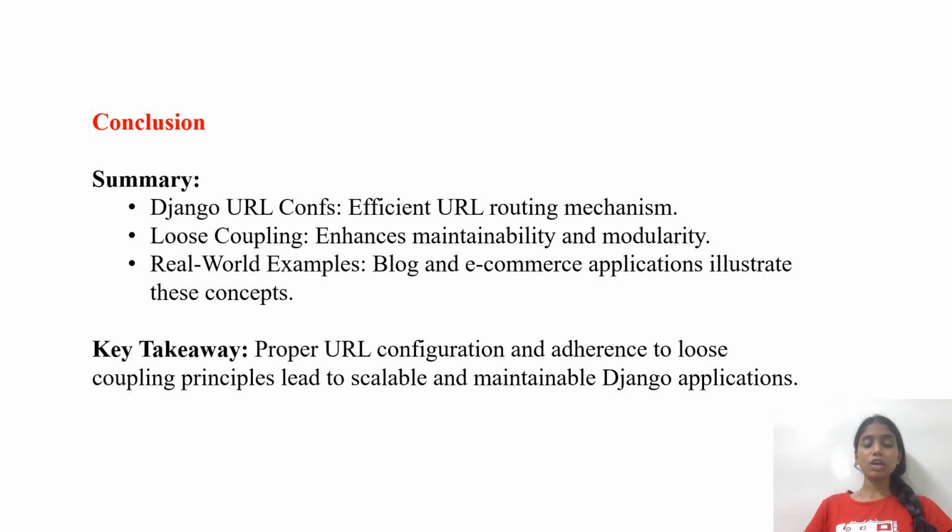Conclusion. Summary: Django URL configuration is an efficient URL routing mechanism. Loose coupling enhances maintainability and modularity. Real-world examples, the blog and e-commerce applications, illustrated these concepts, as we have already seen. The key takeaway is that proper URL configuration and adherence to loose coupling principles lead to scalable and maintainable Django applications, which can develop into very useful web applications.